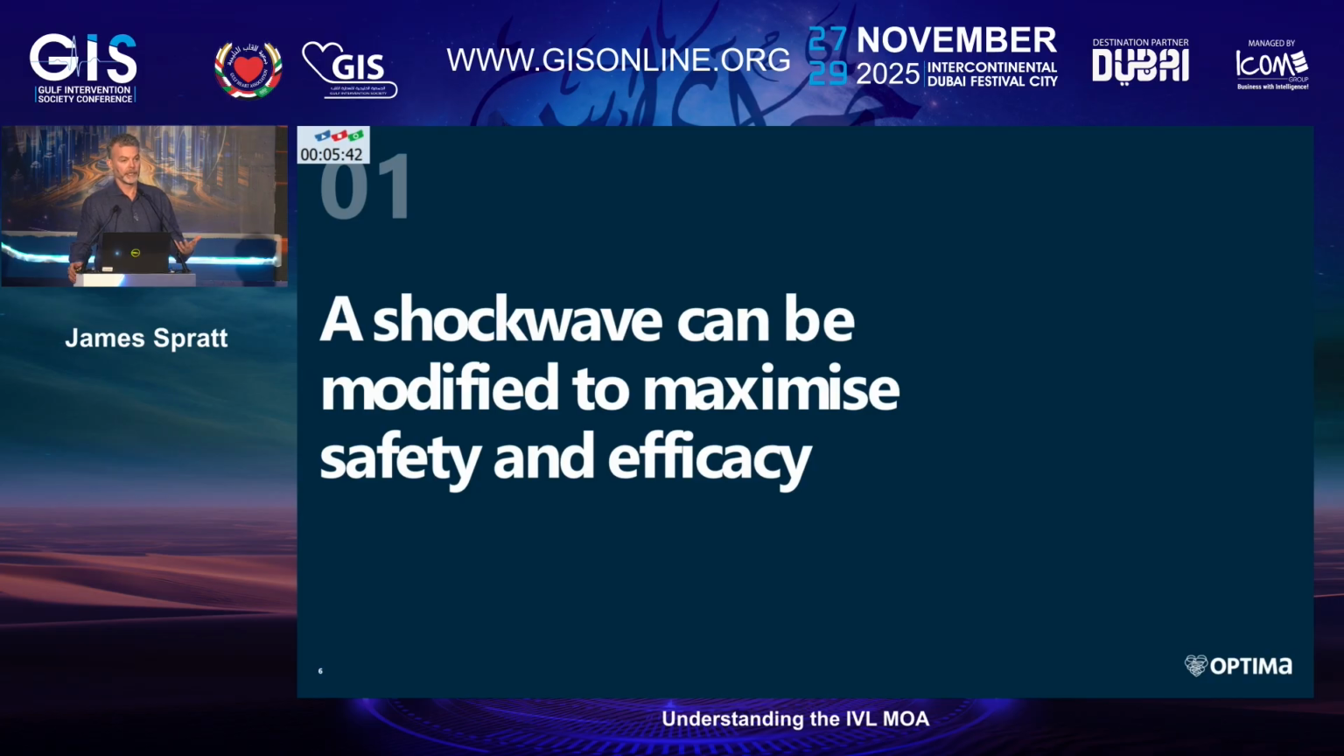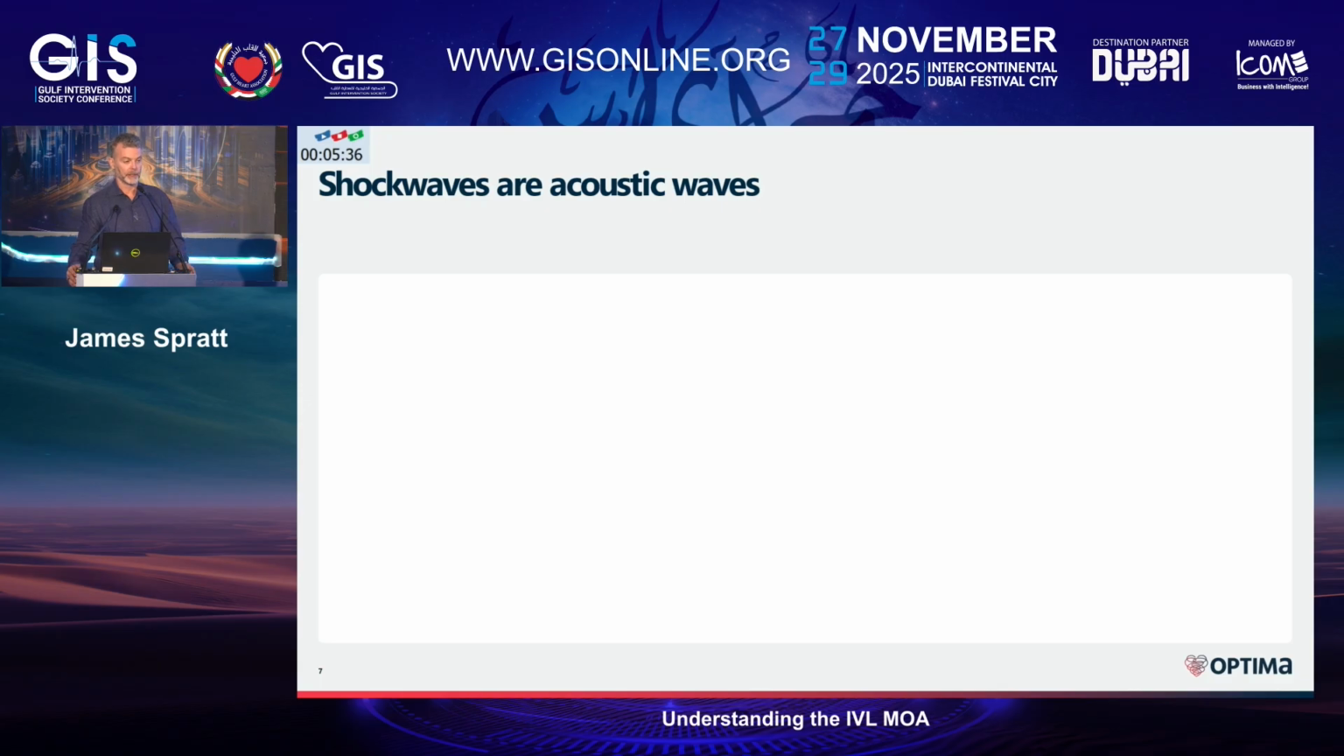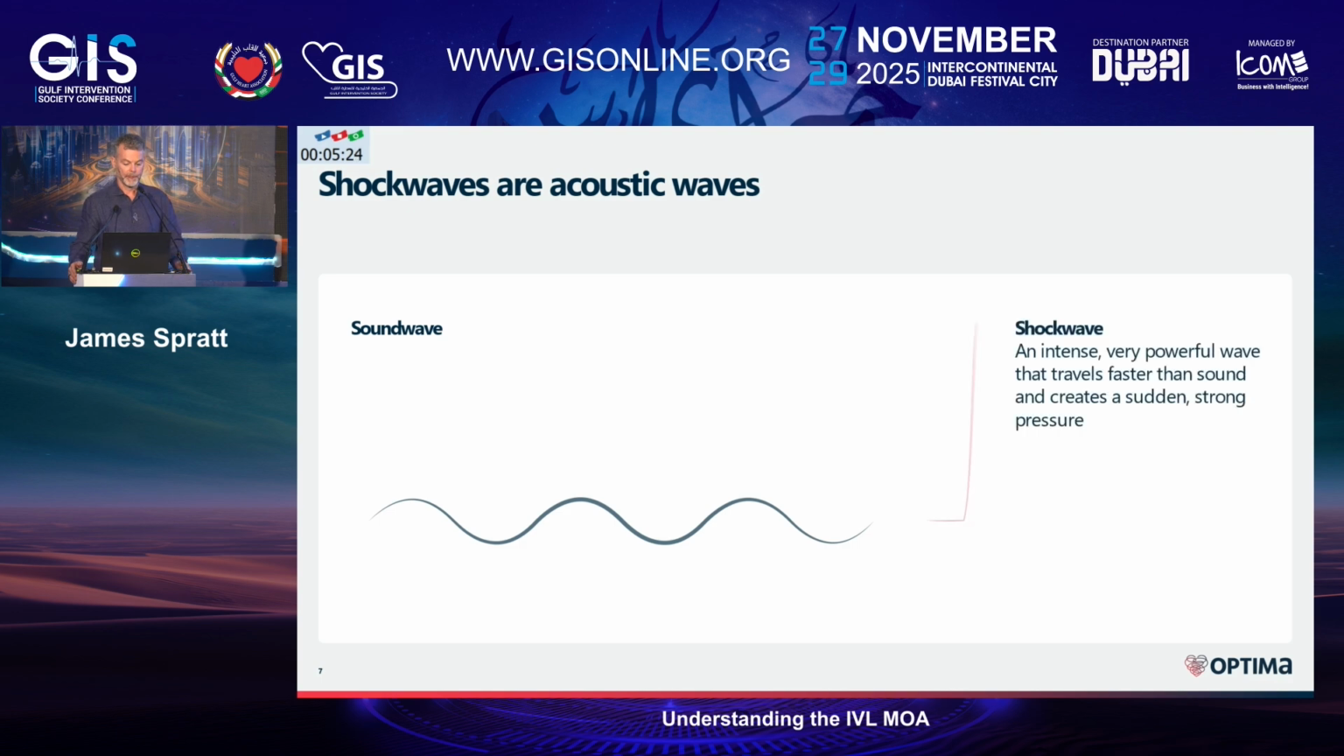So the first precept that we start with is what is a shockwave and how can we change it to maximize efficiencies? And shockwaves are just a form of acoustic waves. So everybody knows a sound wave. There's an approximation of the sound wave. You can change the frequency of the sound wave to make it go faster or slower. And what a shockwave is, is a very intense, powerful wave with a very high peak and a low negative waveform that creates this sudden pressure.